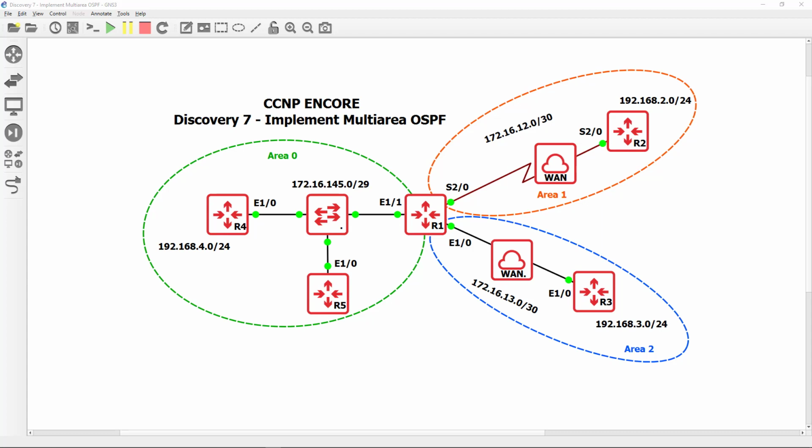All right. All these routers already have their basic configuration in place, all the IP addressing, host names, etc. Like I said already, R4 and R5 are configured with OSPF.